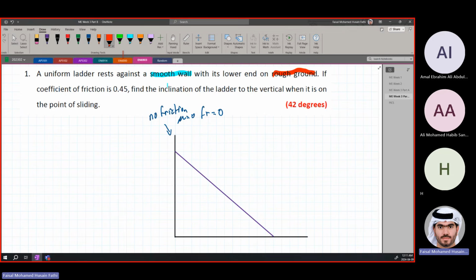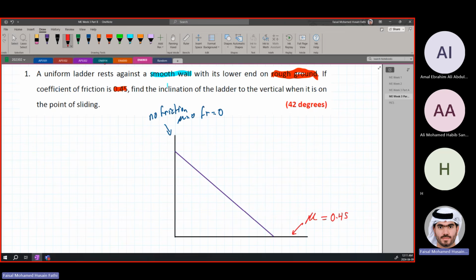Rough ground, what does it mean? It means we have friction. So here we're going to have a rough ground. There's going to be a mu value here. In this part, there's going to be a mu value. And mu is given to be equal to 0.45. All right.